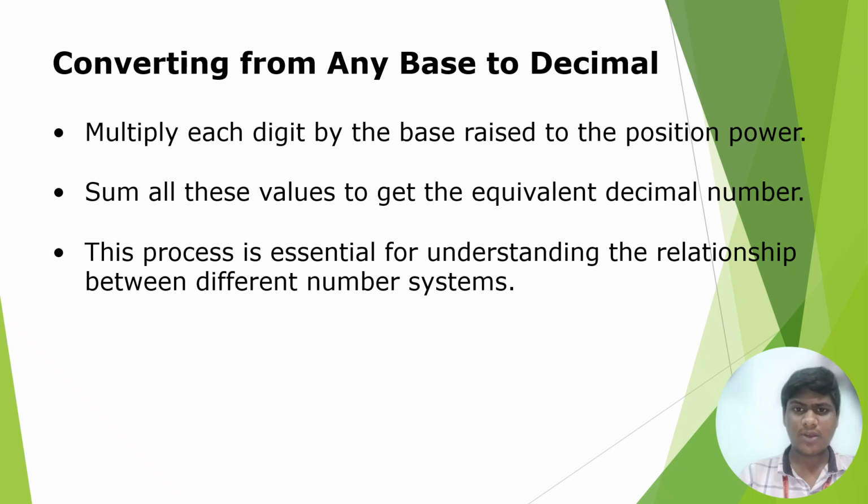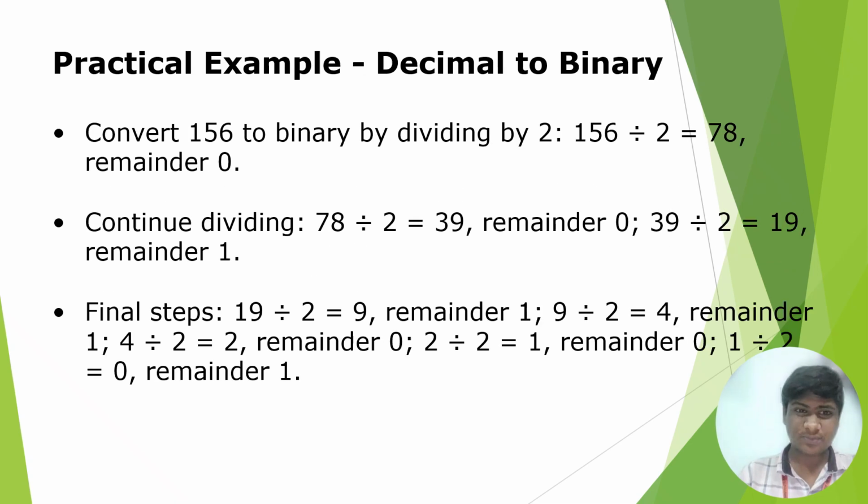Converting from any base to decimal. Multiply each digit by the base raised to its position power. Sum all these values to get the equivalent decimal number. This process is essential for understanding the relationship between different number systems.